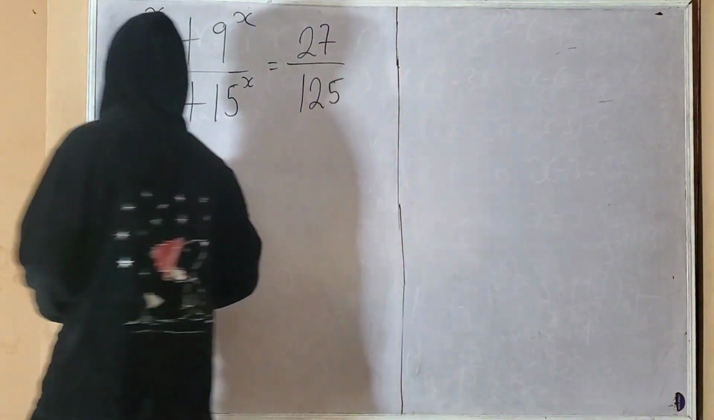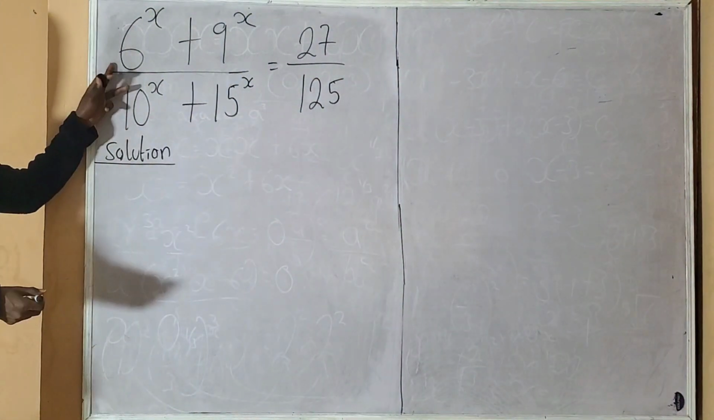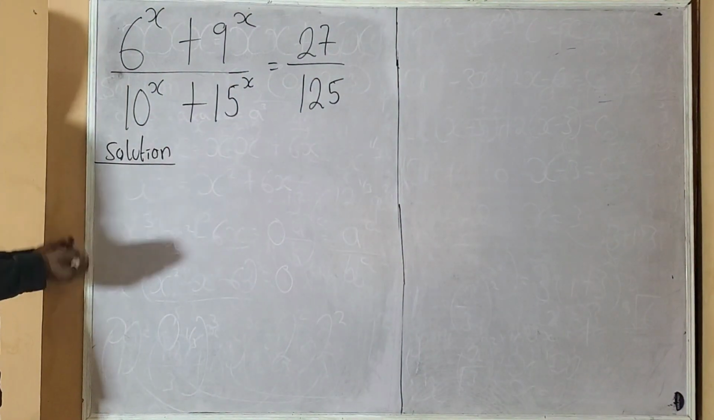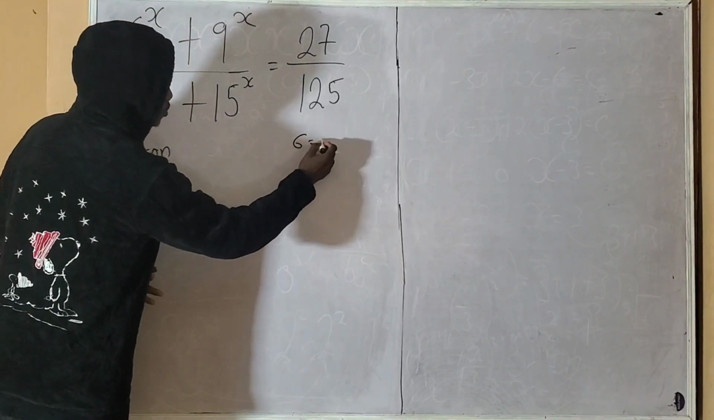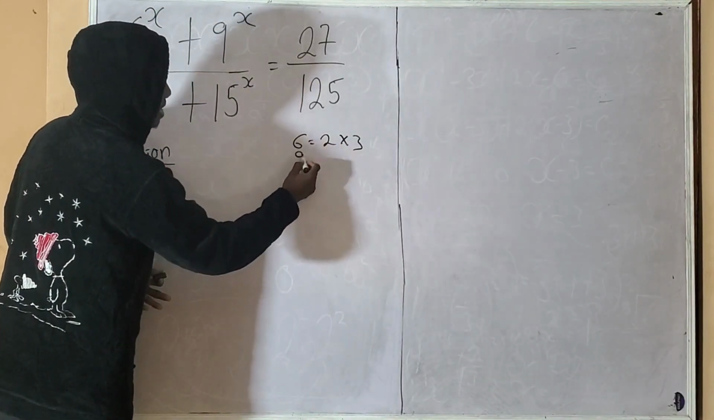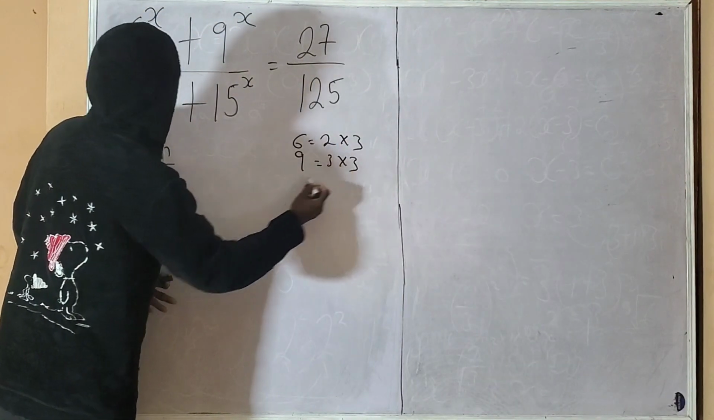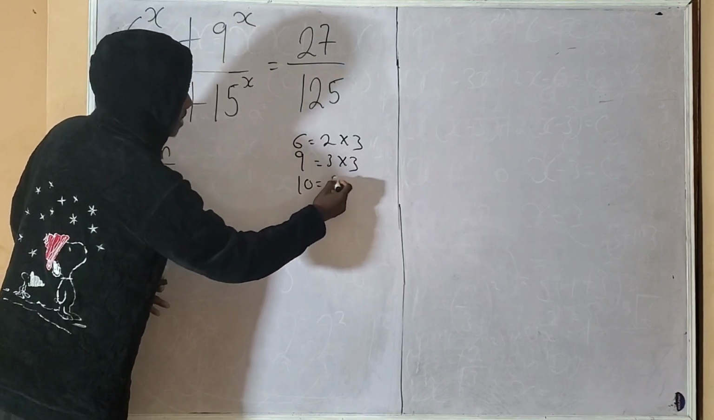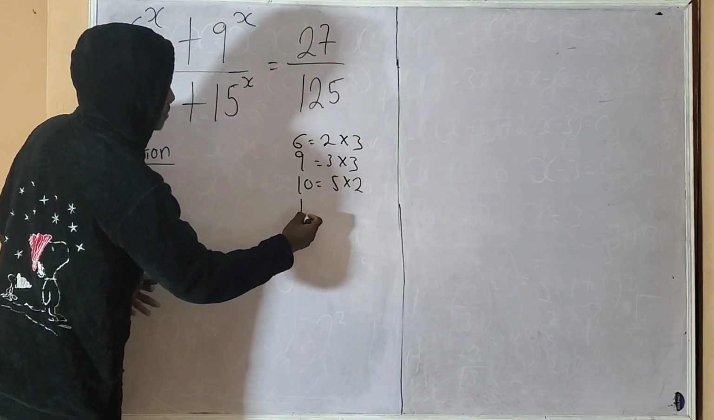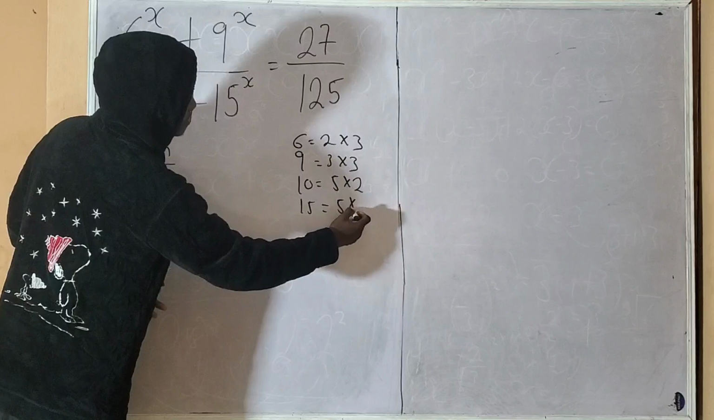To solve this question, do not forget that 6 can be written as 2 times 3, right? 6 is equal to 2 times 3. 9 can be written as 3 times 3. 10 can be written as 5 times 2. And 15 can be written as 5 times 3.